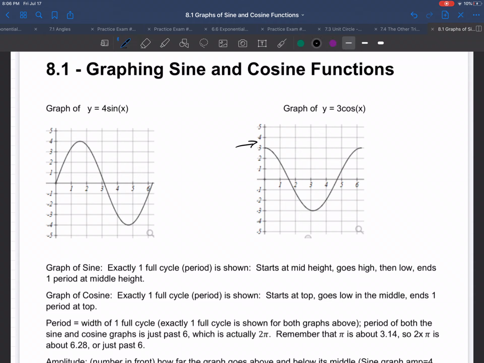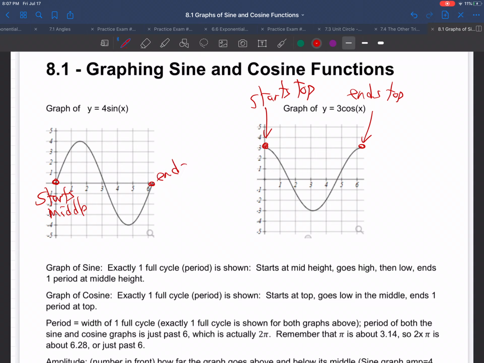The cosine graph starts at the top and ends at the top, whereas the sine graph starts in the middle and ends in the middle. So that's the only difference between them. They're the same graph, they're just starting and ending in a different spot. They're both the curve that goes up, down, up, down, up, down.